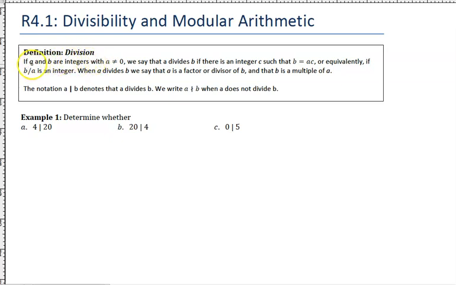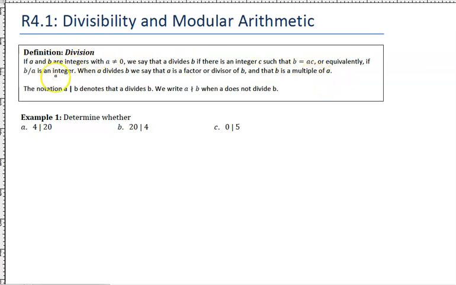We have a and b are integers, with a not equal to 0, so we can divide. We say that a divides b if there's an integer c such that b equals ac. This is equivalent to saying that b divided by a is an integer. When a divides b, we say that a is a factor or divisor of b, or that b is a multiple of a. We kind of know that just from arithmetic.